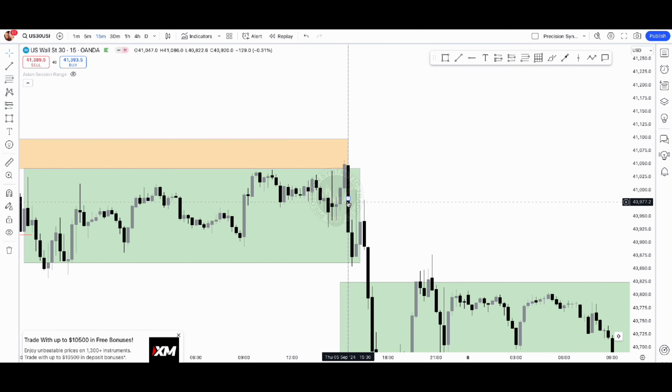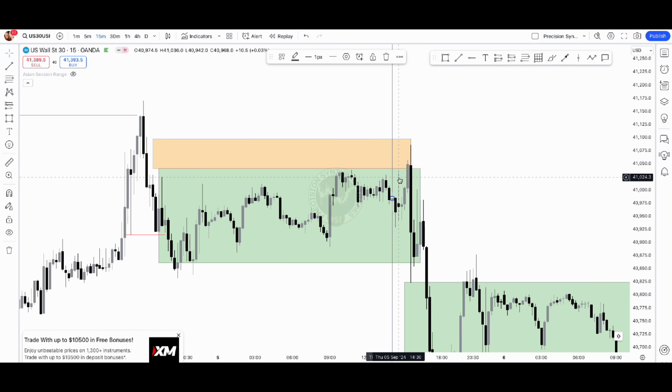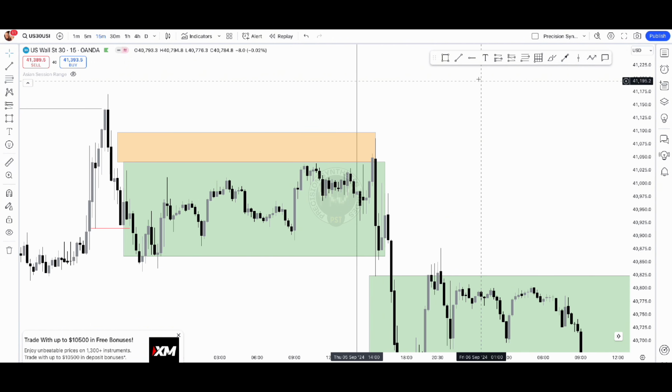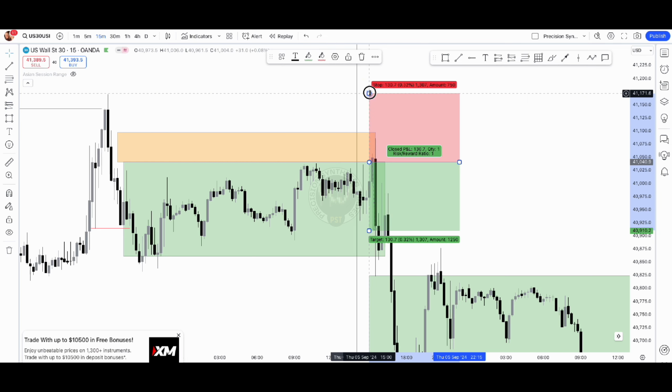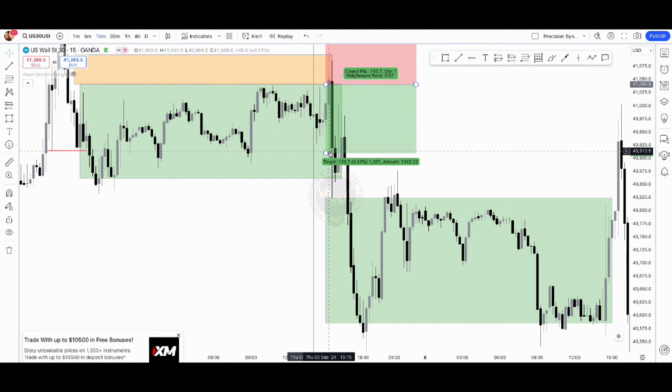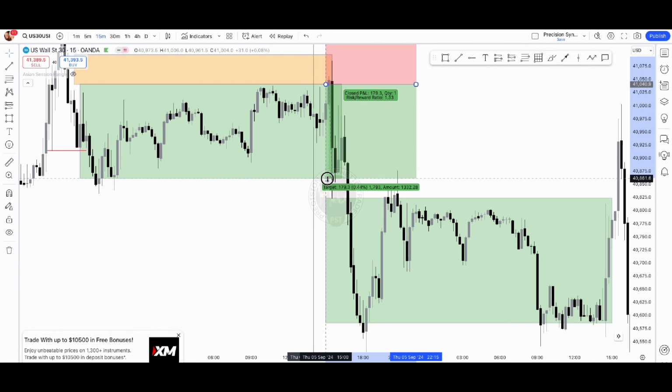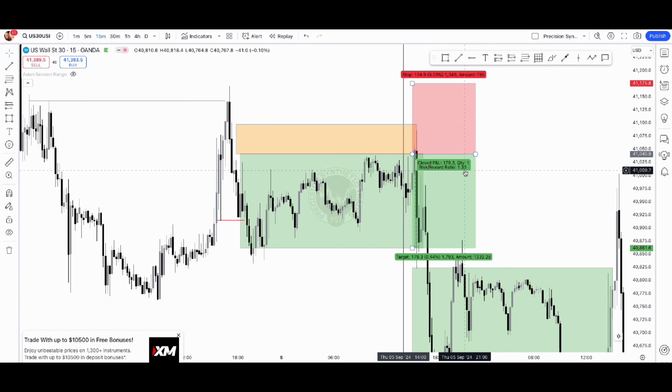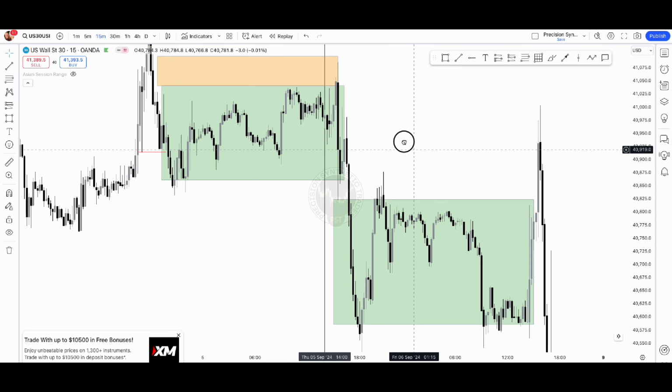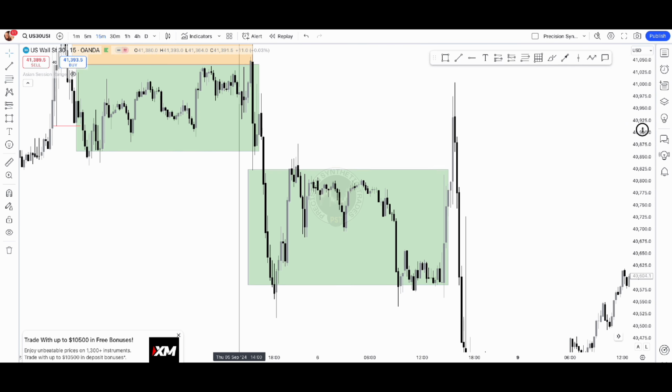At New York open, 3:30, price manipulated into our OTE level and distributed down. So you can enter your trade right there at New York open, stops above this high, and then you can target the low of this accumulation box, and that's a nice 1 to 3 risk to reward trade. Let's look at the next example.